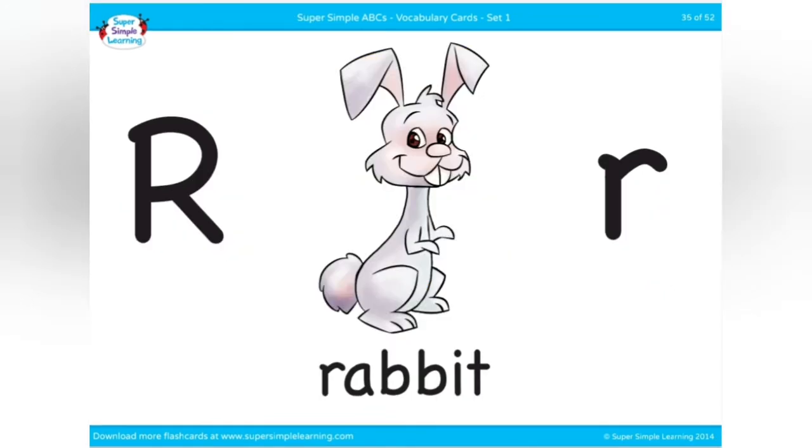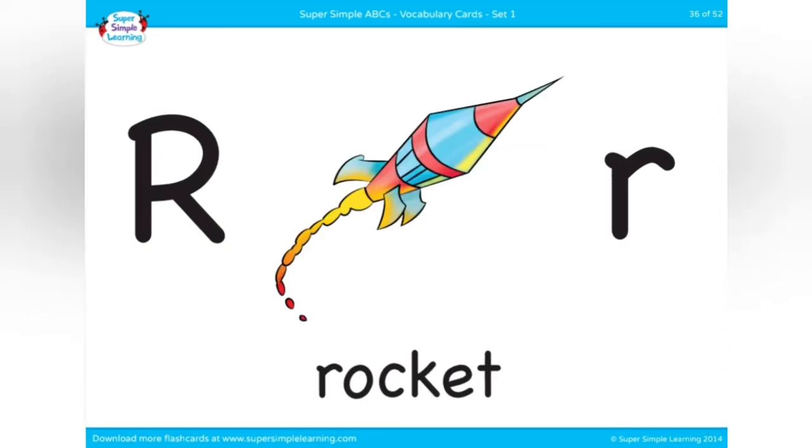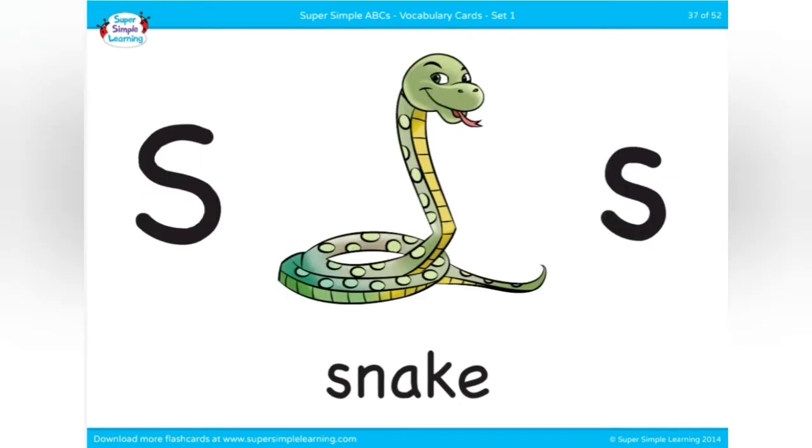Can you guess the next letter? Well done. It's R. The sound of R is R. R rabbit. R rocket.